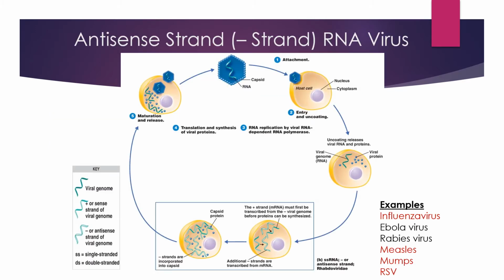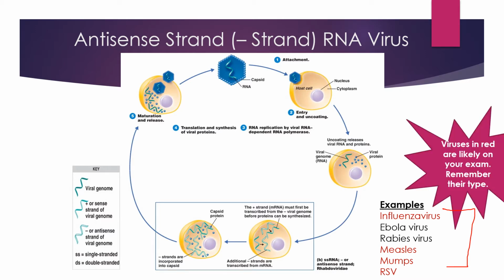Let's start with something you're familiar with: the antisense or minus-strand type viruses. As I go through these life cycles, it may be useful to write down the differences between the viruses. You will also want to write down the examples of viruses that I've written in red. These are the ones that could show up on your exam.